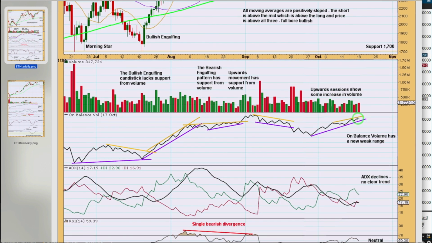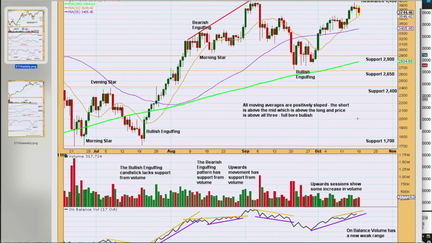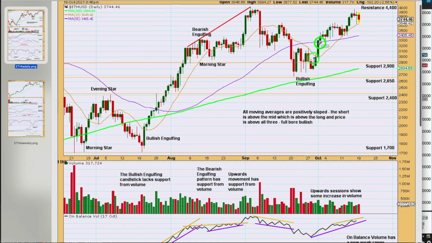On balance volume here has a weak range. In terms of volume, we're getting some upward movement here, and there is some increase in volume, and here to here, and here to here. And these upward sessions here have stronger volume than the downward sessions mixed in amongst them. So I would say that the short-term volume profile is bullish.